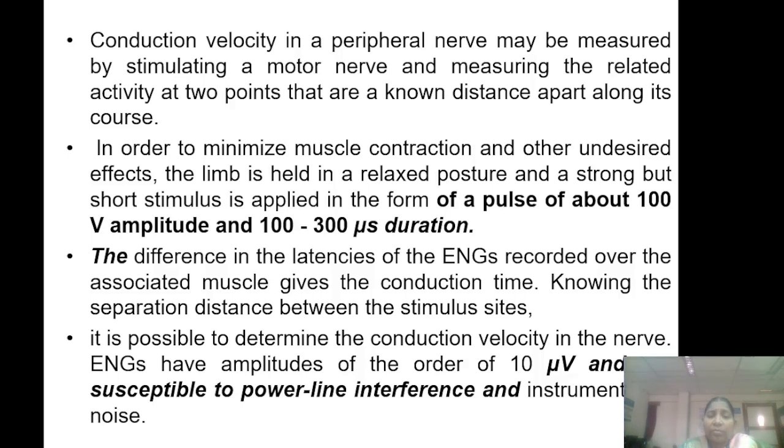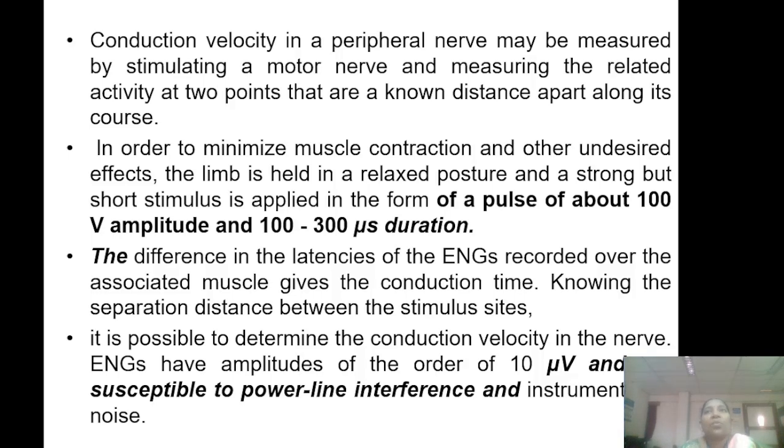And knowing the separation distance between the stimulus sites, it is possible to determine the nerve conduction velocity. Generally, ENG signals have a very small amplitude, in the range of about 10 microvolts, and sometimes while you're recording the ENG signal, it may be susceptible to power line interference and instrumentation noise, because you're connecting the ENG amplifier to a power socket in which power supply is given to the EMG amplifier.